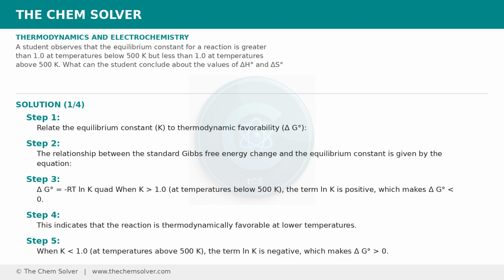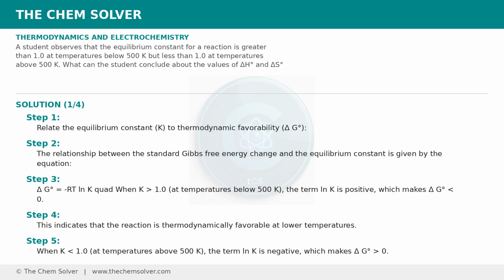Relate the equilibrium constant, K, to thermodynamic favorability, delta G degrees. The relationship between the standard Gibbs free energy change and the equilibrium constant is given by the equation delta G degrees equals negative RT ln K. When K is greater than 1.0 at temperatures below 500 Kelvin, the term ln K is positive, which makes delta G degrees less than 0. This indicates that the reaction is thermodynamically favorable at lower temperatures.